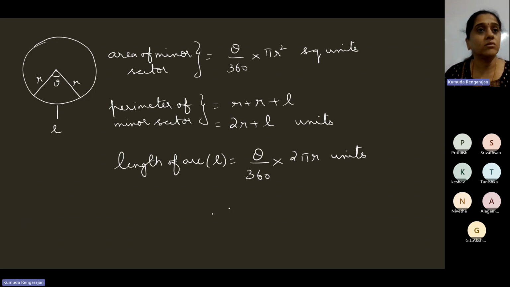So what is 2 pi r? 2 pi r gives you the length of the boundary of the circle.